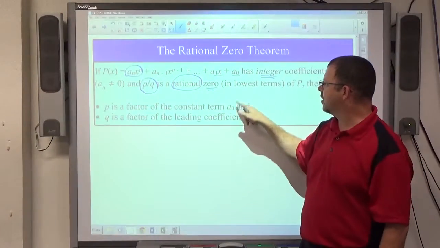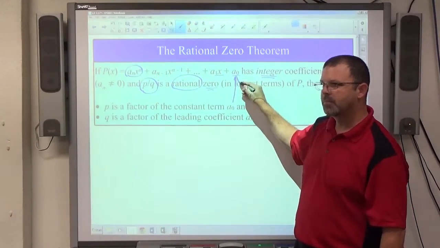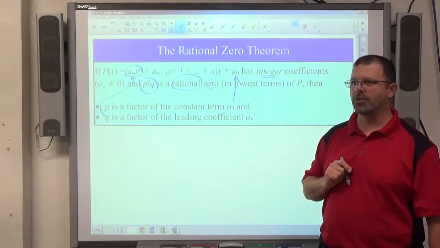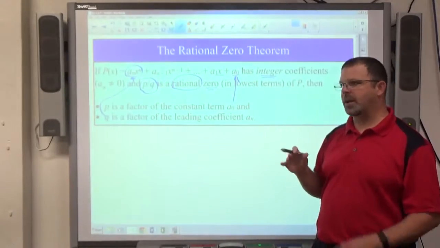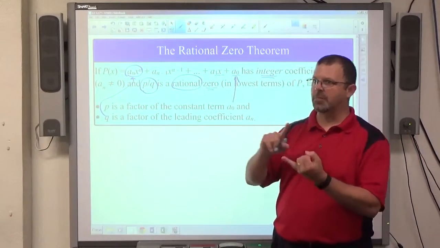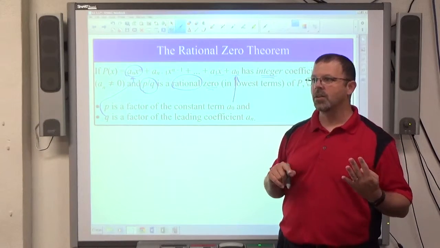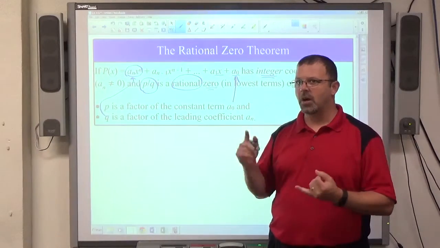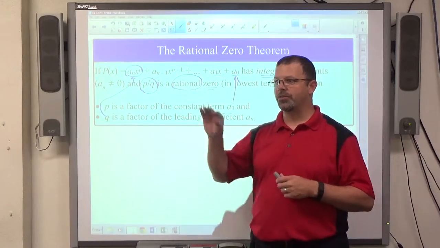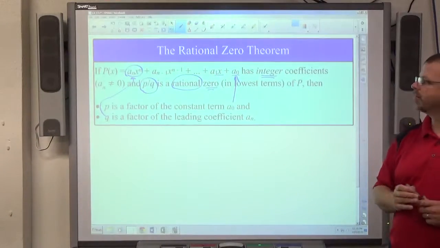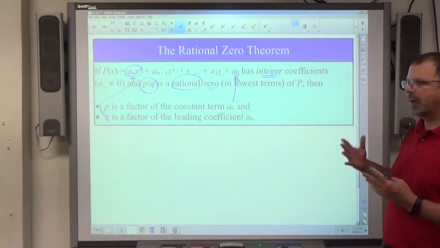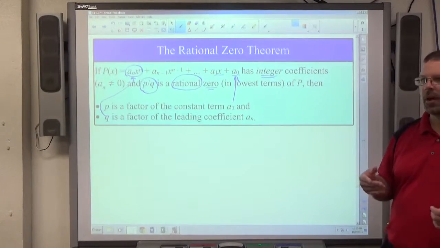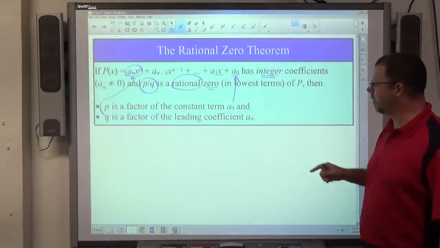P is a factor of the constant term. P is a factor of a sub 0. And Q is a factor of a sub n, the lead coefficient. Factor of means that if we listed all the factors, for example, 6 divides by 1, 2, 3, and 6. So those would be the factors of 6, and plus or minus each of those. Or 10: 1, 2, 5, and 10, plus or minus each of those. So we're listing all the factors of the numbers. All right? So we can go from infinity possible answers into maybe 20 possible answers to a problem that are rational. So that's what example 1 is.